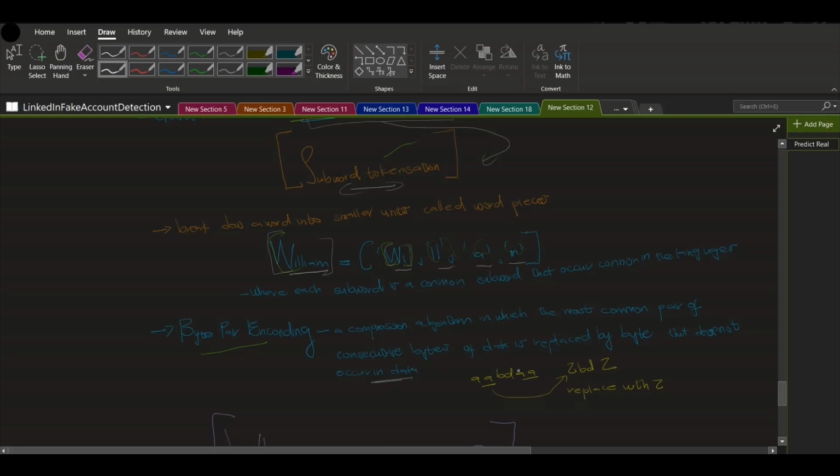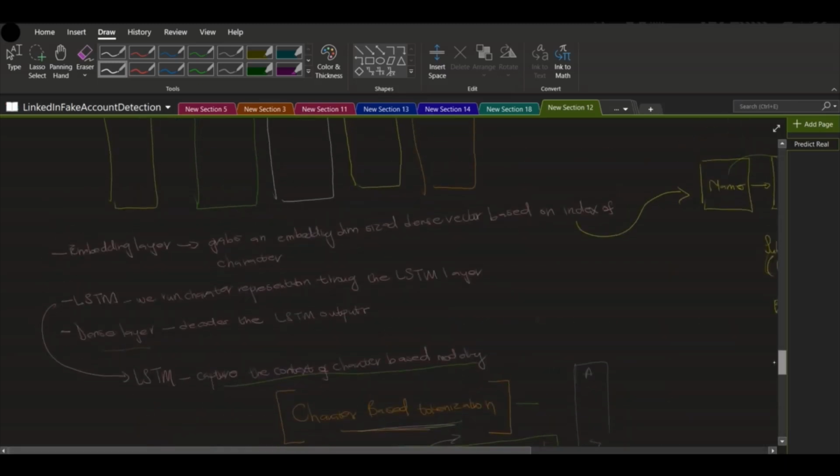By that, I mean imagine you are given this text, and you have AA, B, D, ZZ. We see that, okay, these are common pairs that occur. We're going to replace them with something that does not occur in the text, which is Z. So we replace them with Z. Does that make sense? So that's what we use.